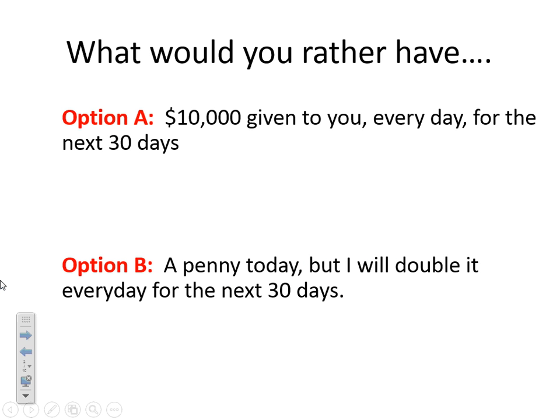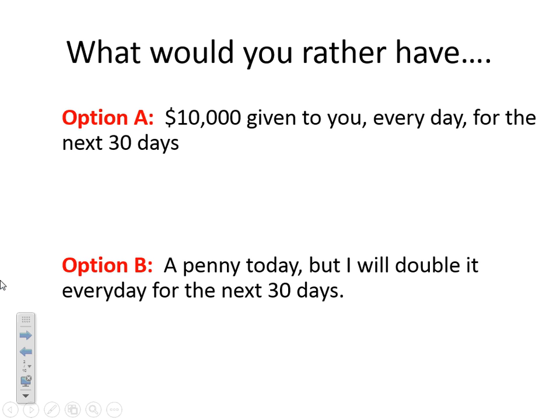So this first one, you don't write this down, okay? But I do want you to think about it and come to class tomorrow ready to decide which one you would rather have. Option A, I give you $10,000 every day for the next 30 days, or option B, I give you a penny today, but it will double every day for the next 30 days.